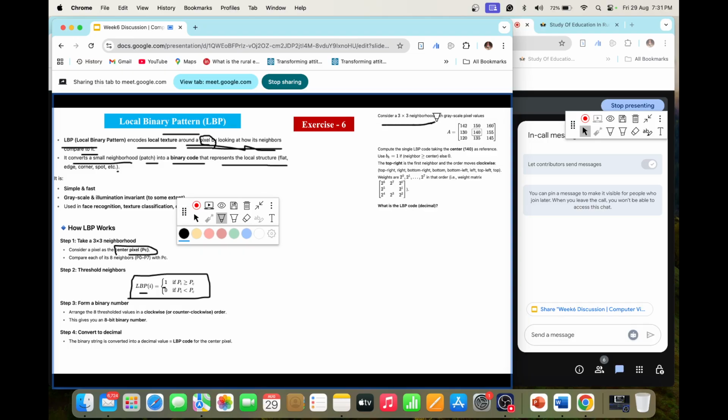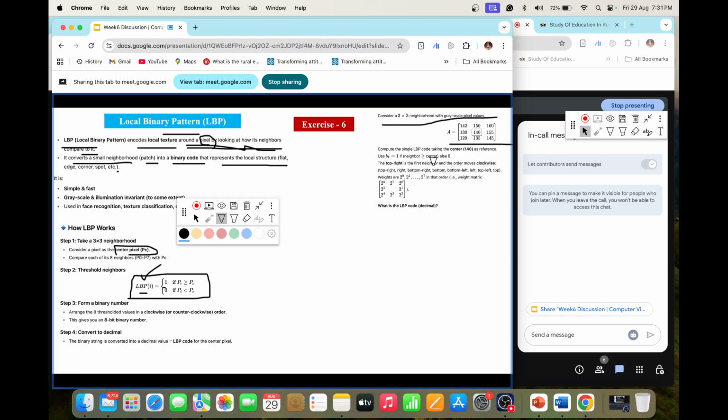So consider a 3x3 neighborhood with grayscale pixels. This is a matrix of an image. Now compute the LBP code taking center 140 as reference, using bit 1 for neighbor greater than center and 0 otherwise. The formula of LBP is given: if your neighbor is greater than center, assign 1, otherwise assign 0.